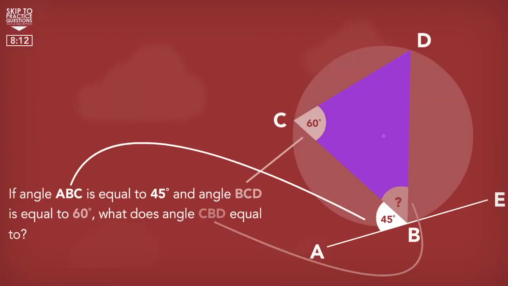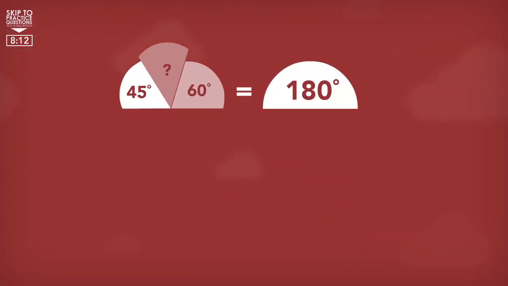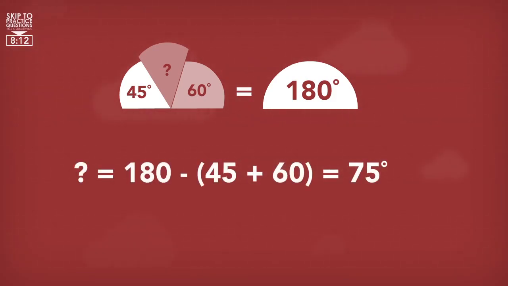For example, if angle ABC is 45 degrees and angle BCD is equal to 60 degrees, what does angle CBD equal? From what we've learnt, we know these two angles are the same. Once again, we use the 180 degree rule. To find CBD, we subtract 45 plus 60 from 180, which equals 75.